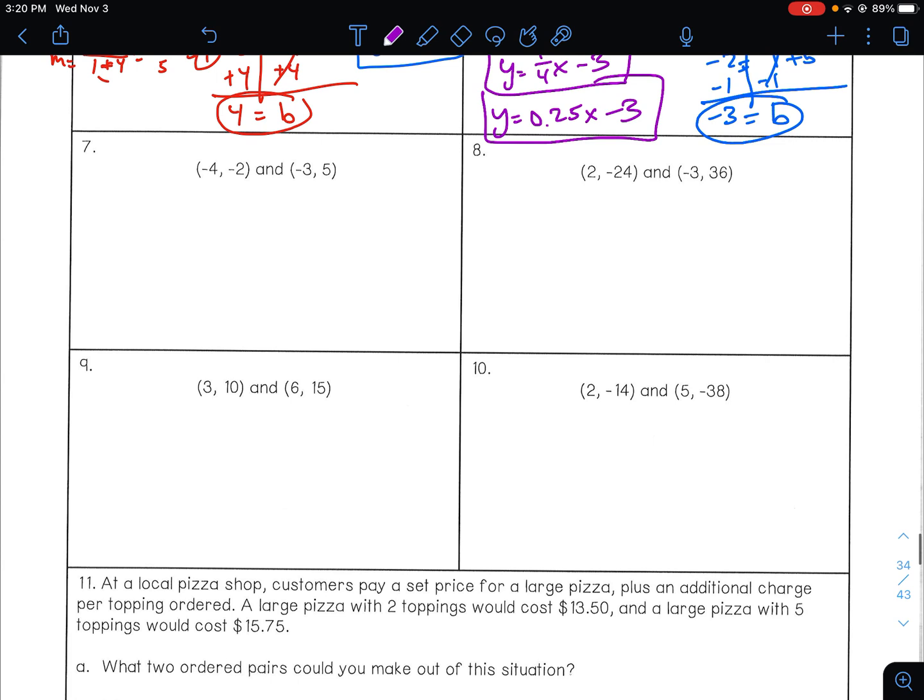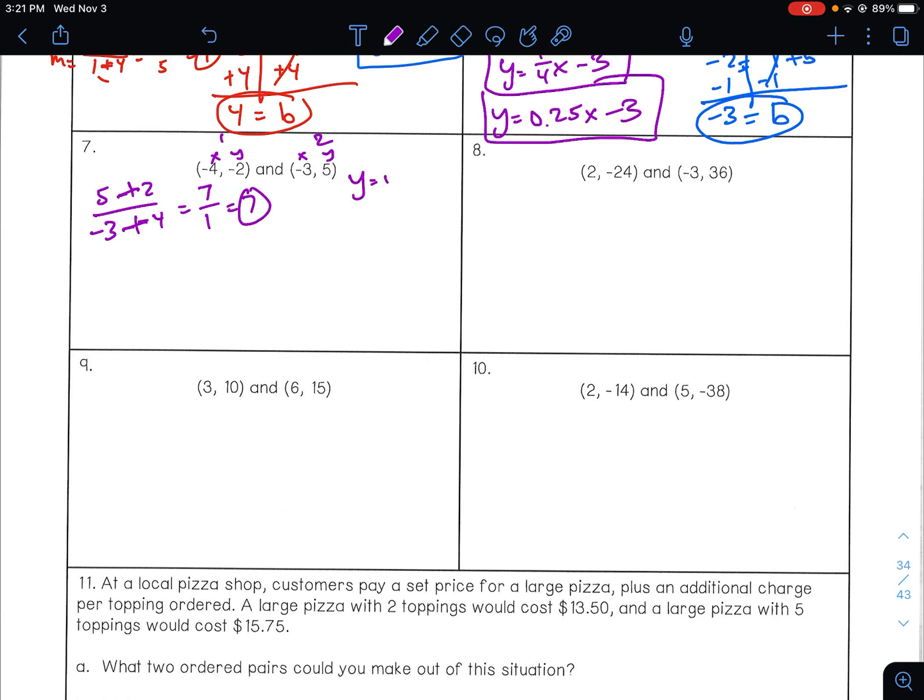Let's try number 7. My slope, let's make this point 2 and make this point 1. This is x, y, x, y. So y2 is 5 minus -2, which is basically 5 plus 2, over x2 minus x1, which is -3 minus -4. Negative, that means plus. So 5 plus 2 is 7. -3 plus 4 is, that's 4 minus 3 basically, which is 1. So my slope is 7.